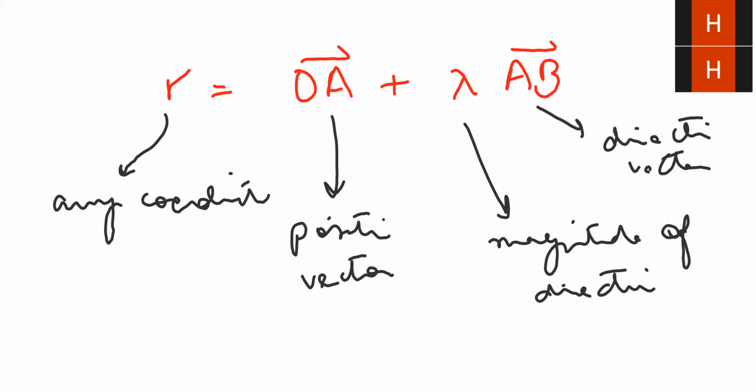Now we know that any coordinate is something that would be unknown to us. We already know that the position vector is our OA or OB vector. We also know that the direction vector is the one that we found out from our position vectors. Now how do we find out the magnitude of the direction vector?